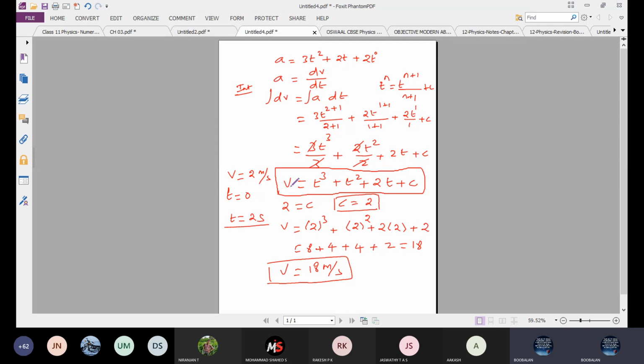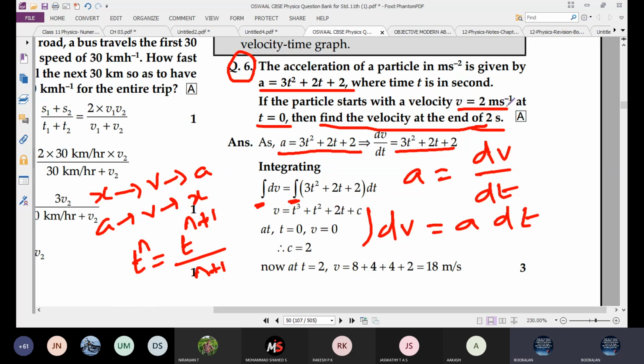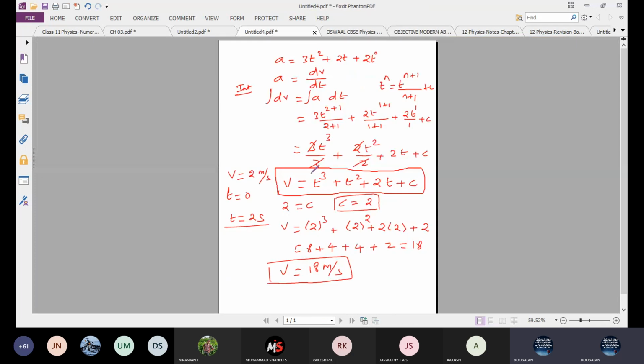Now I am applying the condition. Velocity 2 meter per second, time value 0. From the question: velocity 2 meter per second at t equal to 0. Okay, now 0 means 0, 0, 0. The value of c is equal to 2.